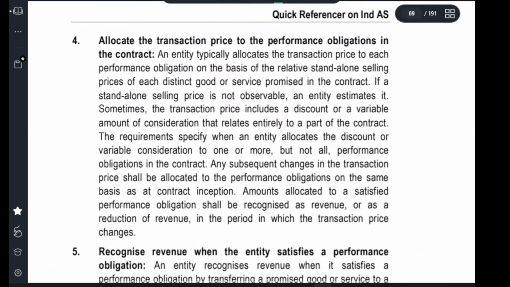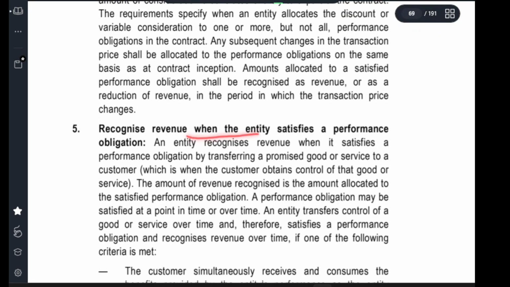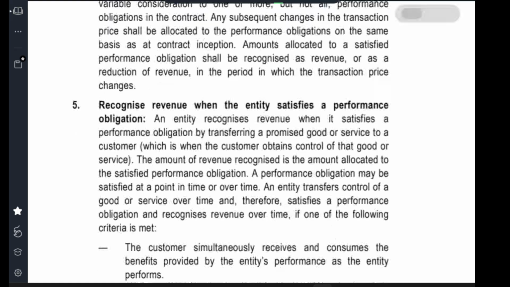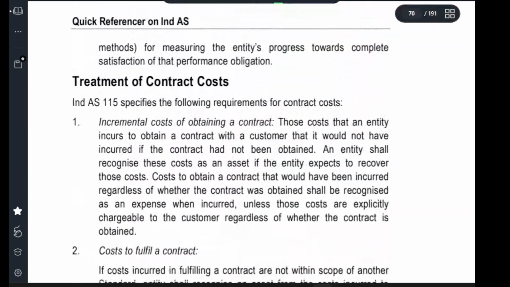Fourth, allocate the transaction price to the performance obligations in the contract. So what is the transaction price? What are the performance obligations we have? And fifth, recognize the revenue when the entity satisfies a performance obligation. When the performance is satisfactory and the obligation is fulfilled, then the revenue can be recognized. These are the five steps to be followed.